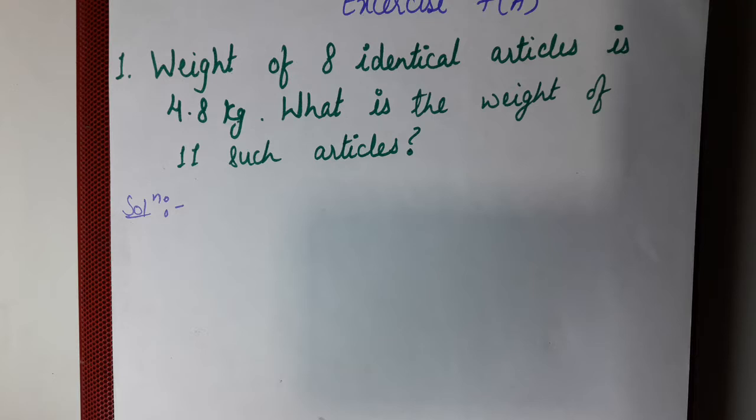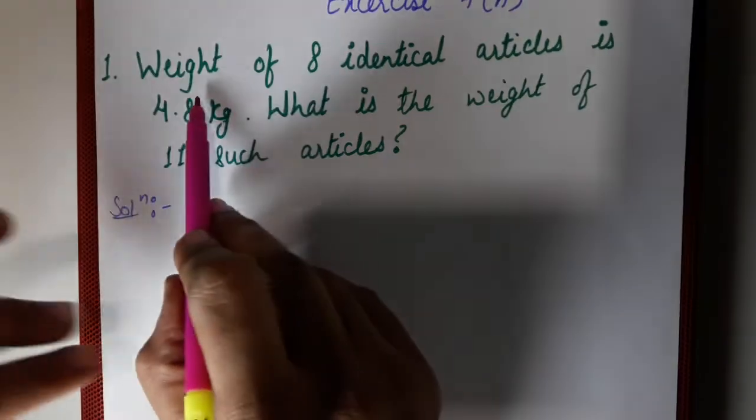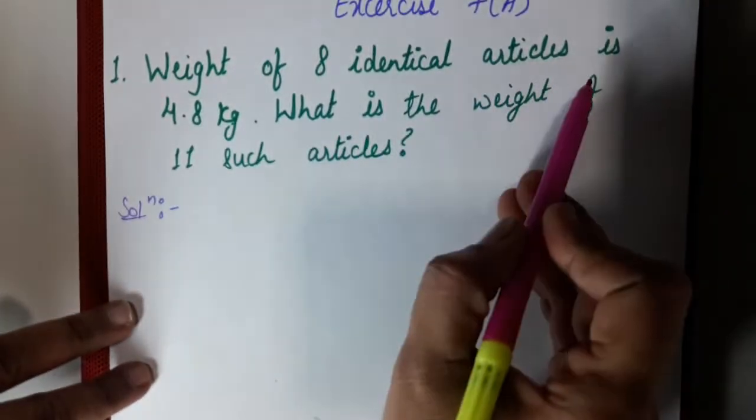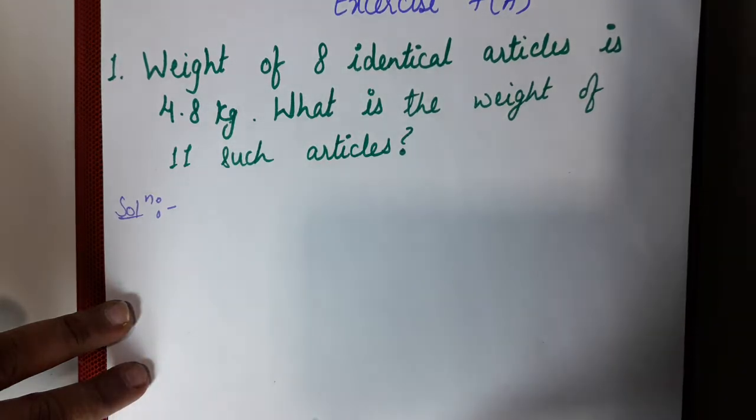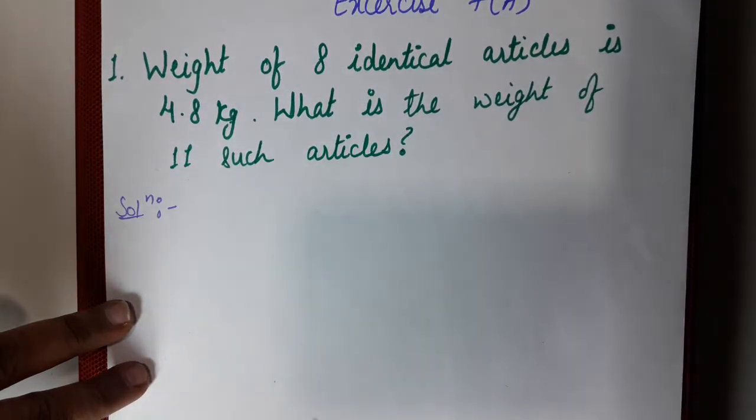Now when a question of unitary method, that is a direct or inverse variation question, is there, very firstly from the question you are supposed to find out the keywords which form the skeleton of the question, the factors which decide the question. Now here, weight of 8 articles is 4.8 kg.